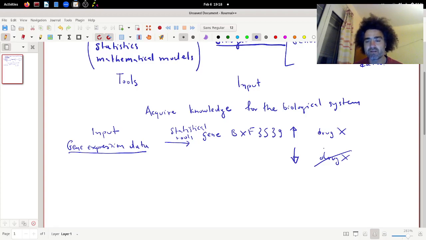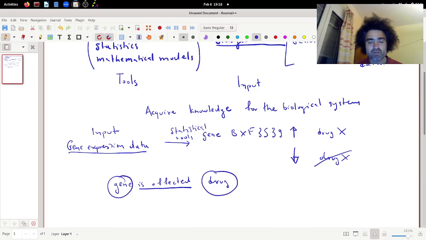Now the knowledge that we acquire here is to find out which genes are affected by the drug X. Now I use the word gene is affected implying that there is a causal relationship between the drug and the gene expression levels, which means that the drug affects the expression of the gene. However, in most of the times we will not be able to infer this causal relationship.